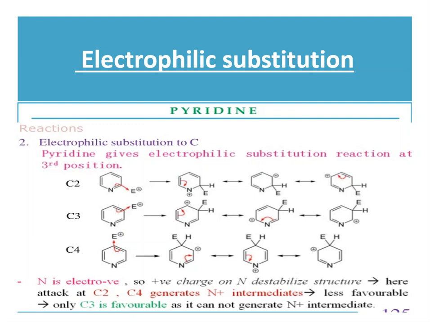So if a positive charge comes on the nitrogen, it destabilizes it. As you have seen, when there is an electrophilic attack at the second and fourth positions, the positive charge comes on the nitrogen. So this is less favorable. And when the electrophile attacks at the C3 position, there is no positive charge on the nitrogen. That's why electrophilic substitution is favored at the third position.